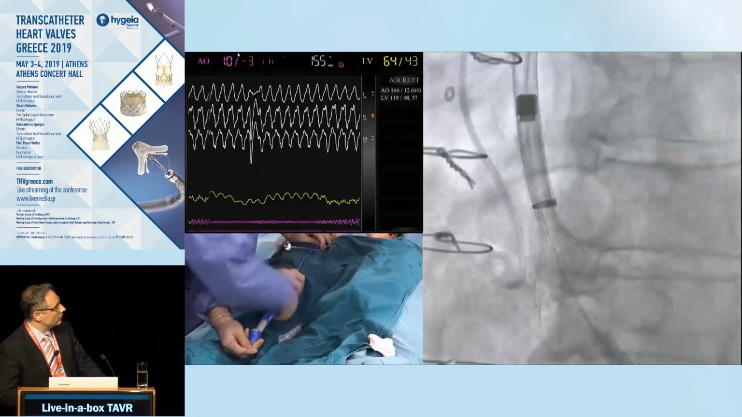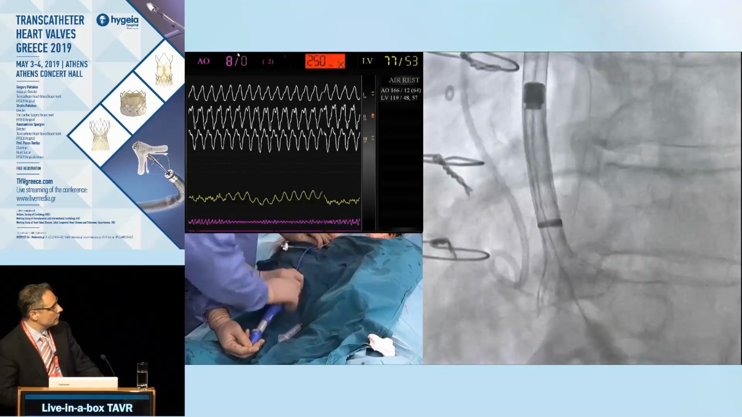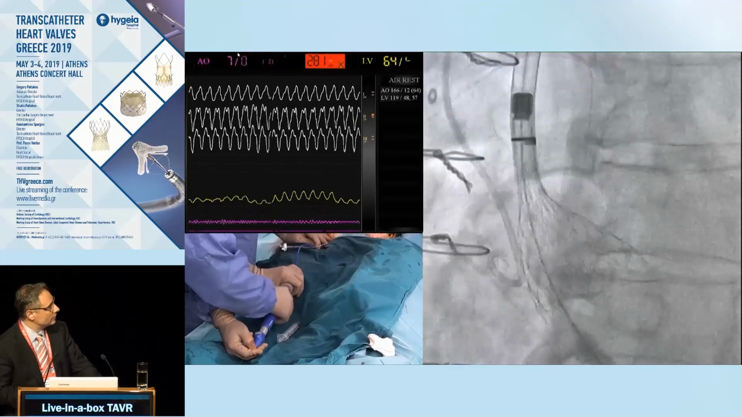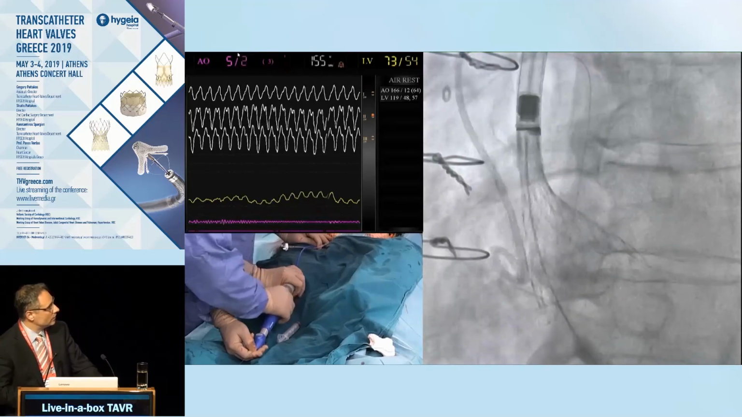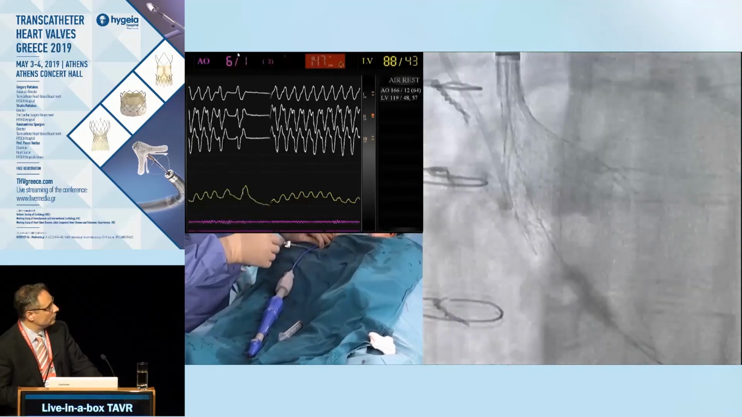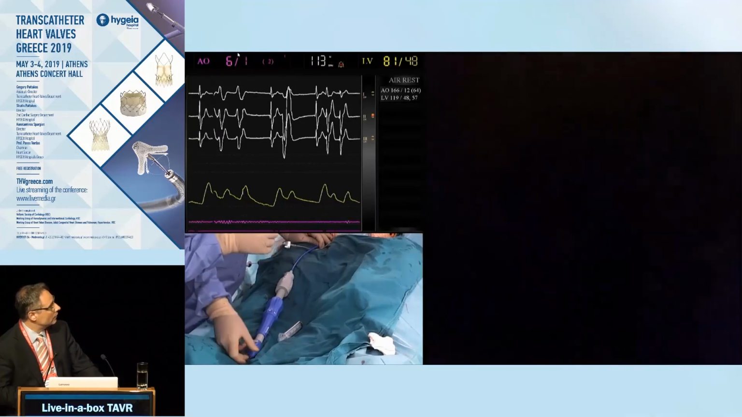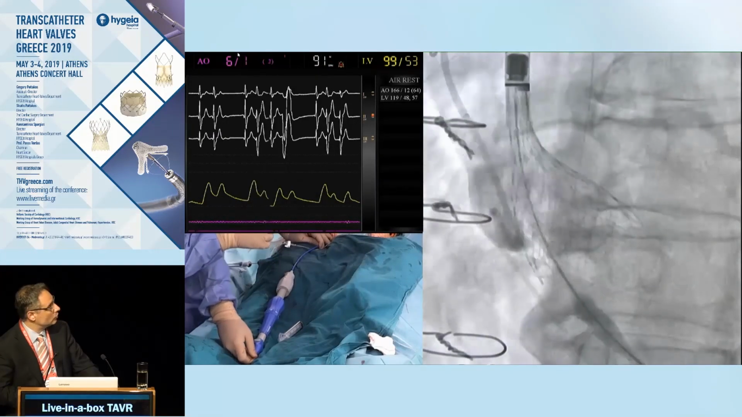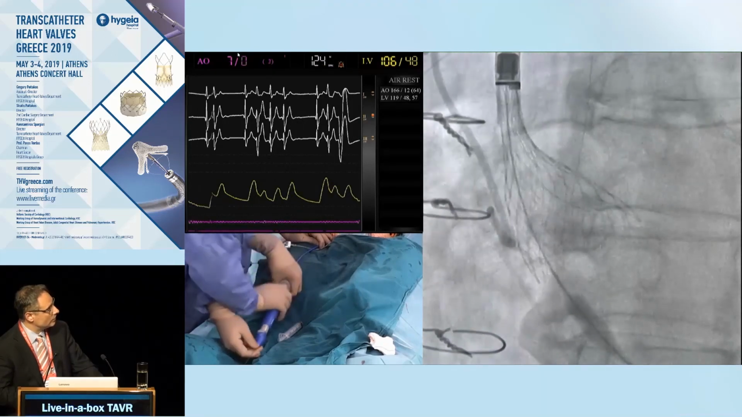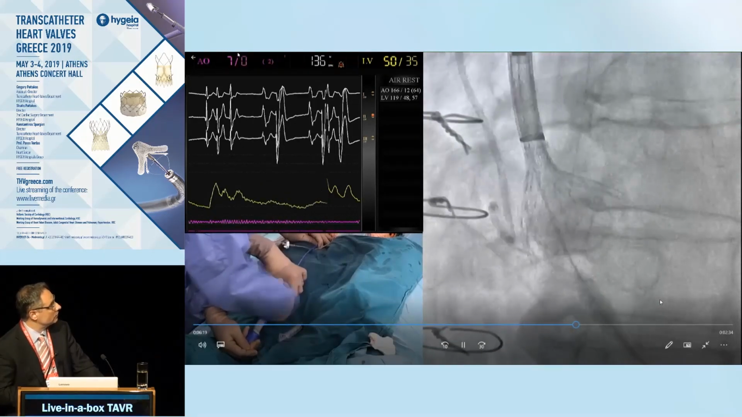And because of the deep implantation, we did a partial resheath once here, trying to stabilize and withdraw the valve a little bit at the same time. However, you see again that the deployment is a little bit low, deep into the LVOT. And then we decided one more time to resheath the valve because of the deep deployment and the paravalvular leakage that we have seen.